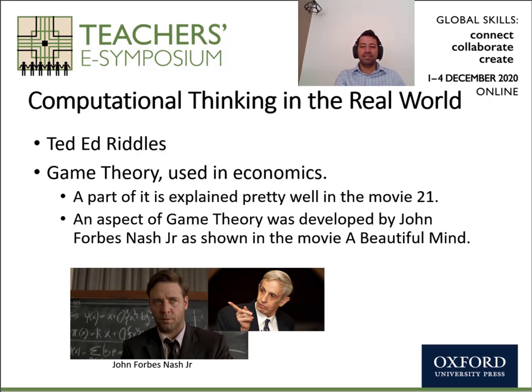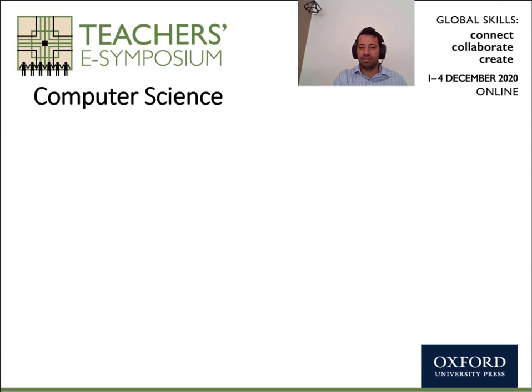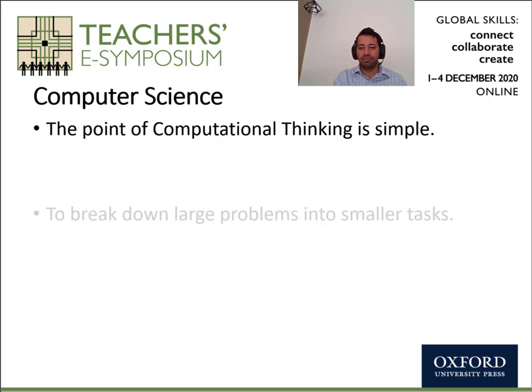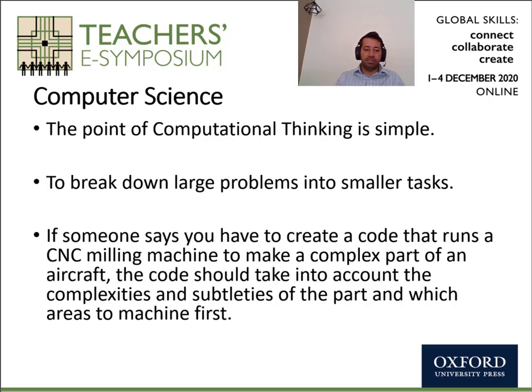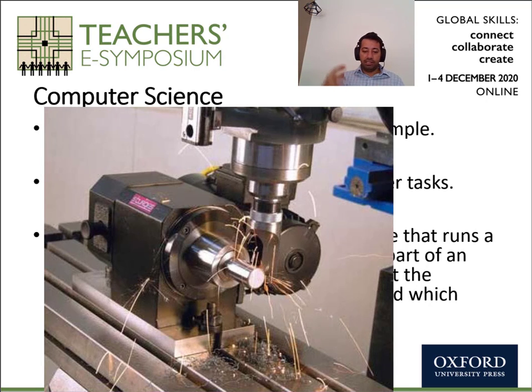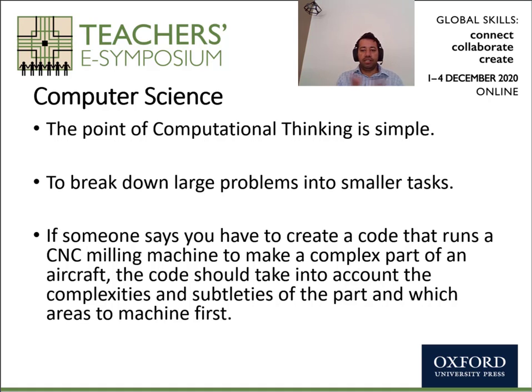Okay. Let's take a look at how we can use this in computer science. The point is simple. It's to break down large problems into smaller tasks. Okay. For example, if someone says you have to create code that runs a CNC machine, which is a milling machine that has multiple angles, multiple directions of a cutting part and the part that you want to machine, you want to cut. So you'd start off with like a cylinder or a cuboid or a circular or rectangular prism.